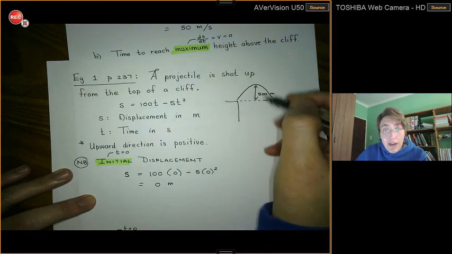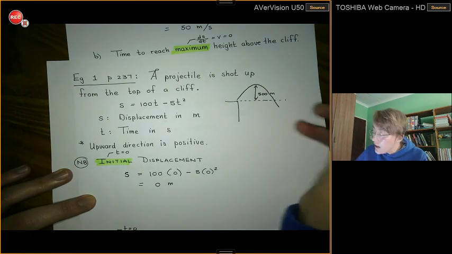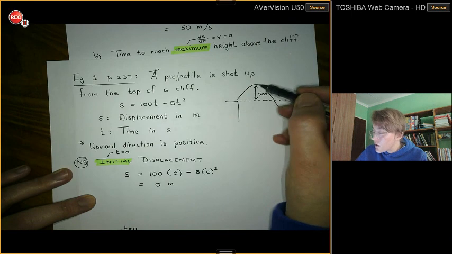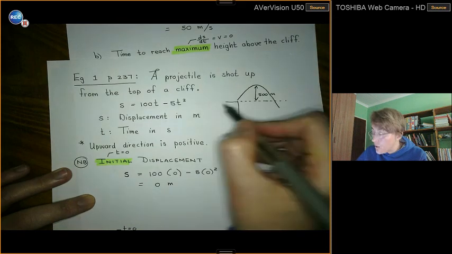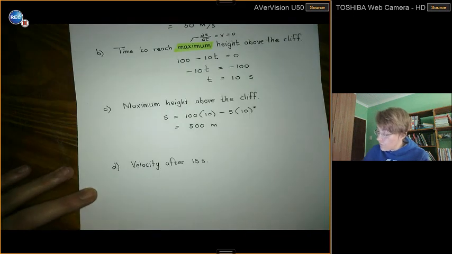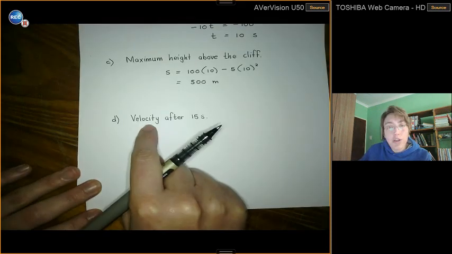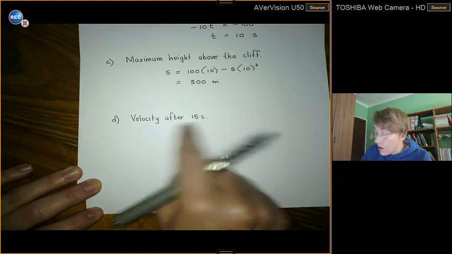And specifically 500 meters above the cliff, and then after 10 seconds it starts falling down, and then obviously it's going to go and fall down, and at some point in time it's going to have a negative displacement. Why? Because it's going to dip underneath the original height of the cliff. Okay. Now the next question asks, what is the velocity after 15 seconds?